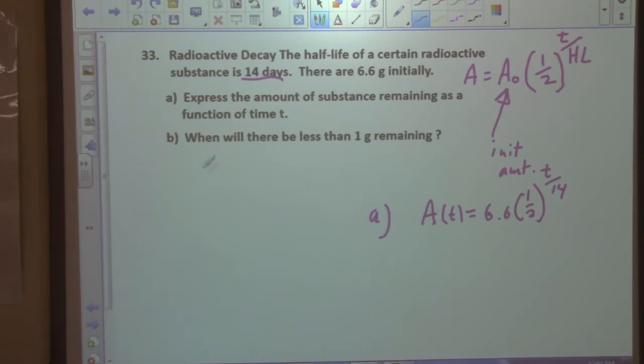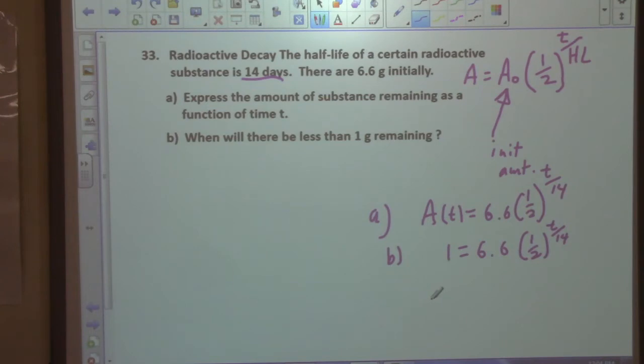Now for B, when will there be less than 1 gram remaining? How would you do that? What would be your strategy for that? Put 1 gram as A of t. Yeah. How would you find that? Put 1 in here? Yeah. Now we're looking at part B, right? So 1 equals 6.6 times 1/2 to the power of t over 14.